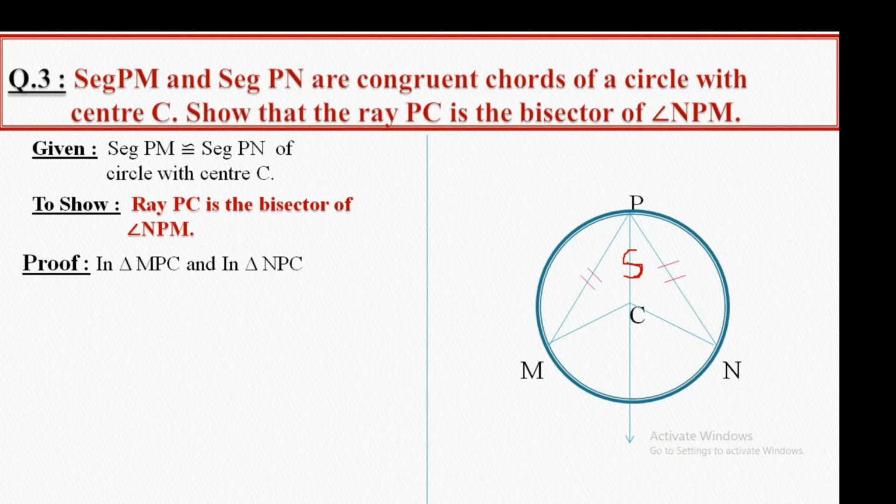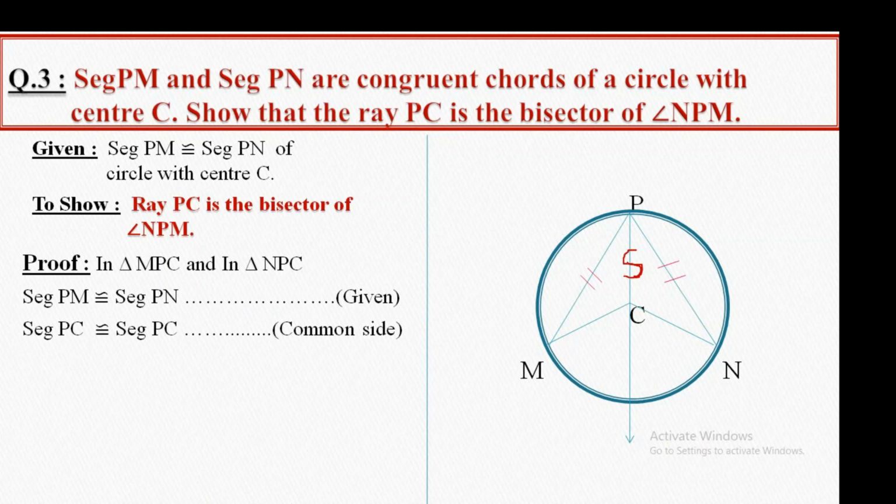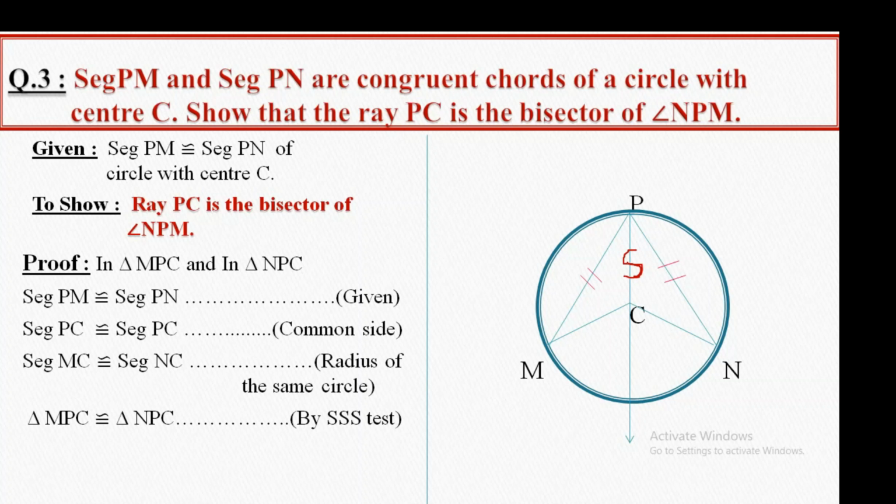Now proof. Again you are observing the two triangles given to you, triangle MPC and triangle NPC. Right? What is given to us? PM and PN, they both are congruent to each other, that is already given to us. Second, PC is the common side for both the triangles. Third, MC and NC, they are nothing but the radius of the same circle. Therefore, by side side side test, we are proving that triangle MPC and NPC, they both become congruent to each other. And once we prove the triangles are congruent to each other, we can find out the remaining parts also of the triangle.